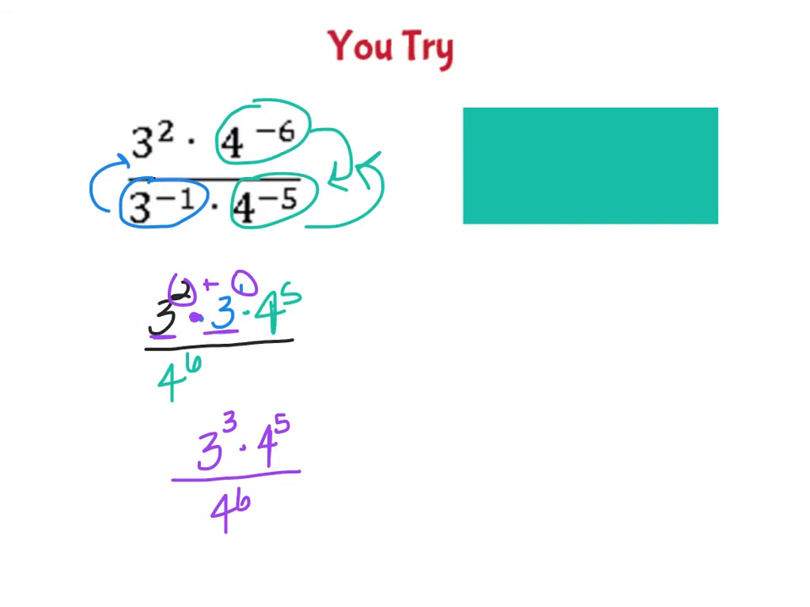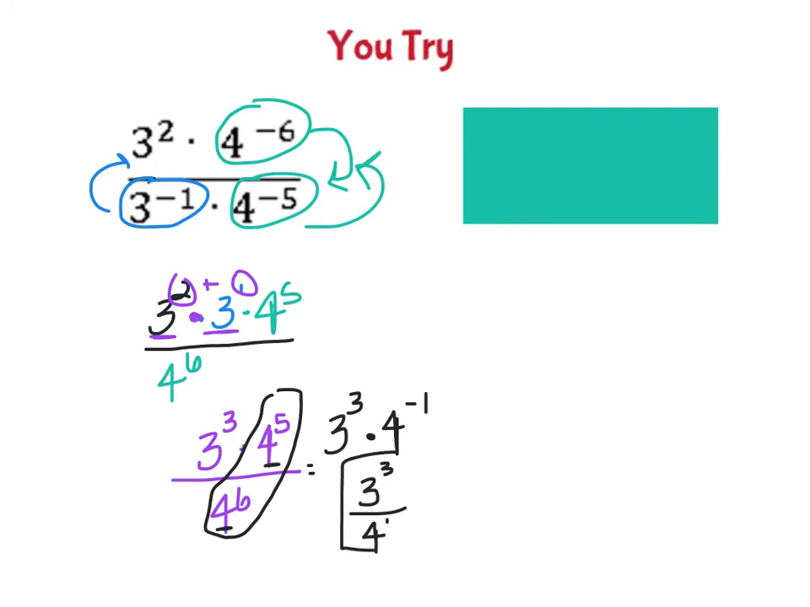Last step, I am dividing with like bases of 4. So 3 to the 3rd is still in my numerator, times, since I'm dividing, I subtract my exponents. 5 minus 6 is negative 1. So therefore, my final answer is going to have to be 3 to the 3rd, and I'm going to have to move that 4 to the negative 1 up to the numerator to be positive, so it's just going to be 4. If you put 4 to the first power there, that's fine, that's the same thing.